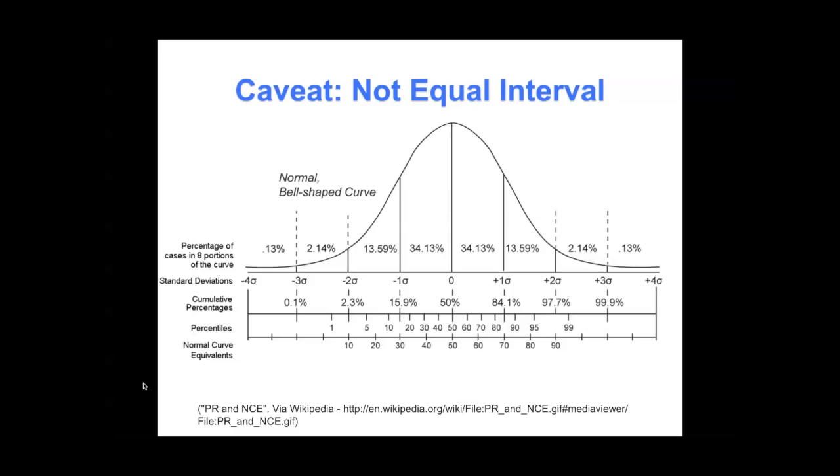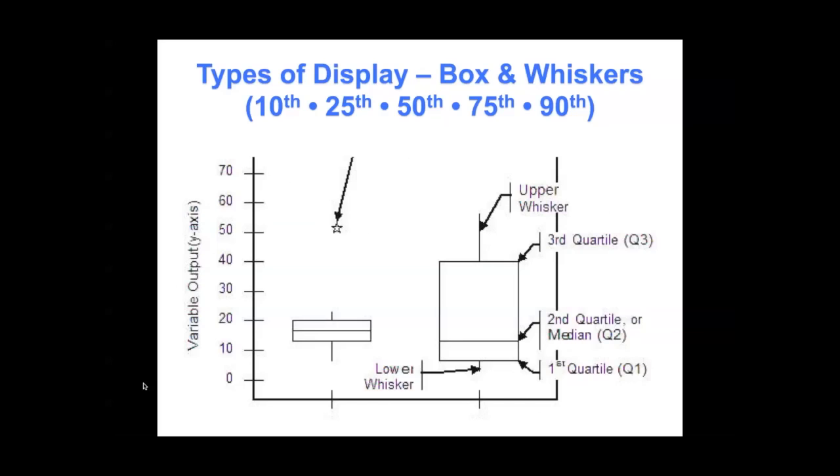So that's one important caveat, and you can see on the bottom the normal curve equivalence is an equal interval scale, and PRs, or percentile ranks, can be converted to them if teachers want to use them in their growth monitoring. And here's an example of a box plot.